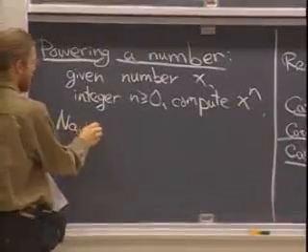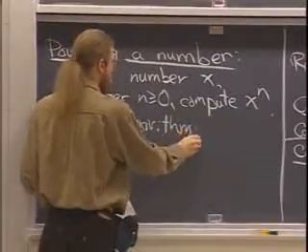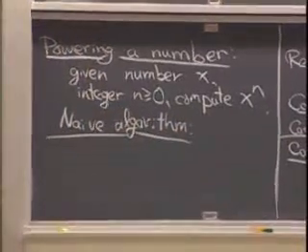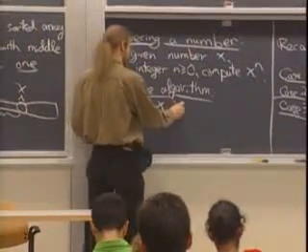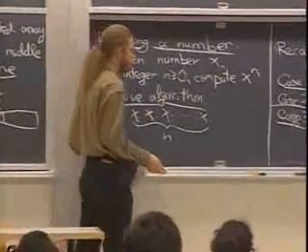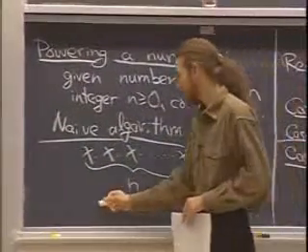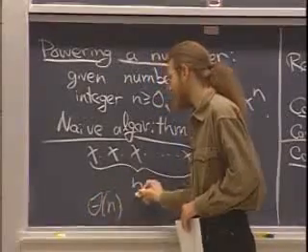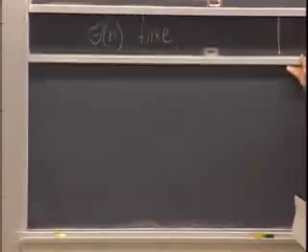So the naive algorithm is very simple. How do you compute x to the power n? Well, the definition of x to the power n is I take x and I multiply by x n times. So I take x times x times x times x, where there are n copies of x total. And that's x to the n. No big surprise. That's n multiplications, or n minus 1 multiplications, theta n time. OK, but that's not the best you can do for this problem.